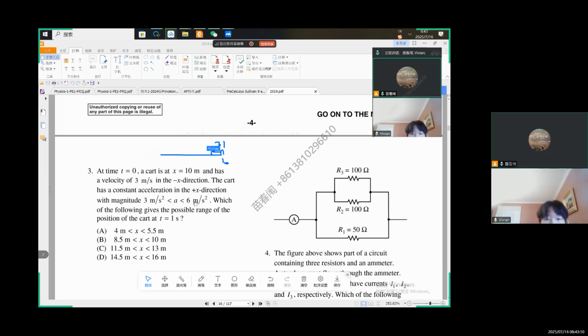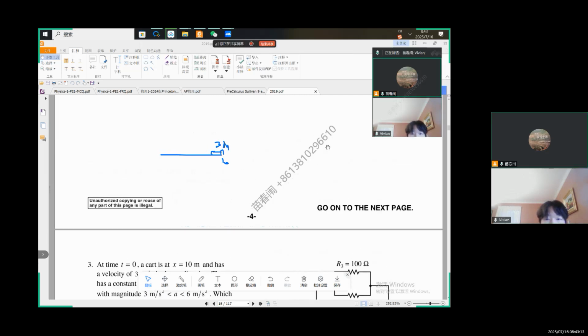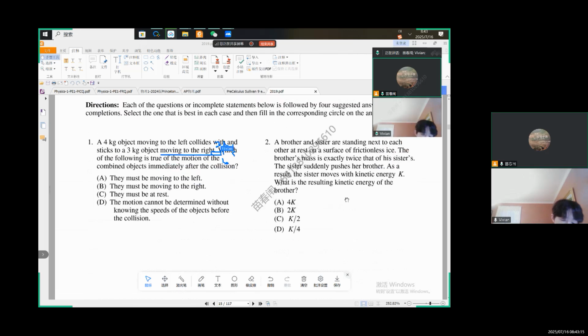Oh, I also want to mention something. Sorry, gotta mention something about question 2. Let me see, where are the keywords? Whenever you see, well, there's no collision. Too bad.